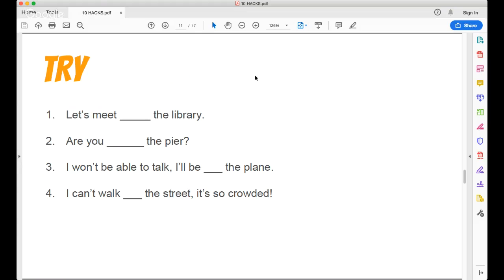Then the last one: I can't walk blah blah blah the street. It's so crowded. All right, guys. This is also perspective. I'm going to tell you right now that a lot of native speakers are going to say, "I can't walk in the street. It's so crowded."